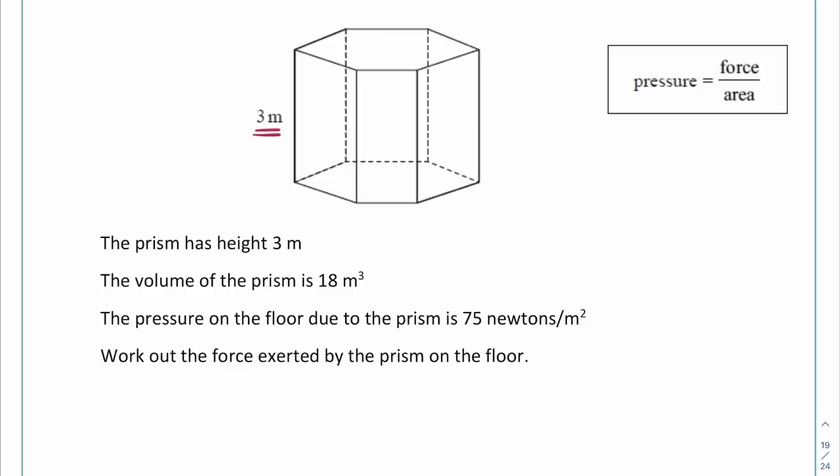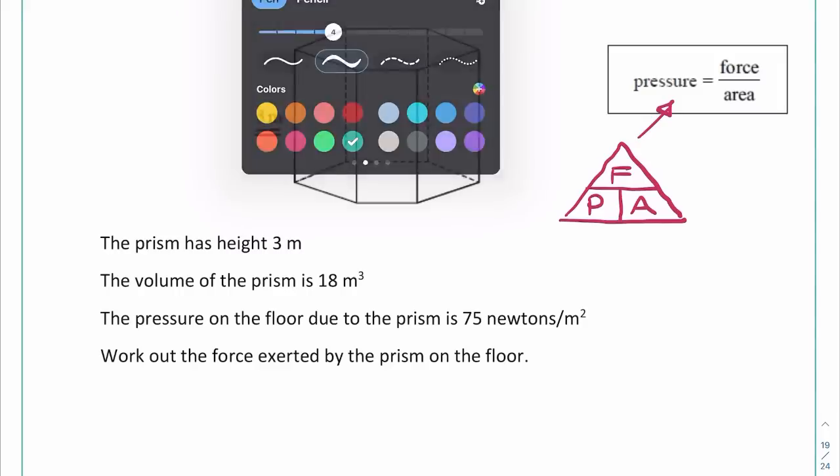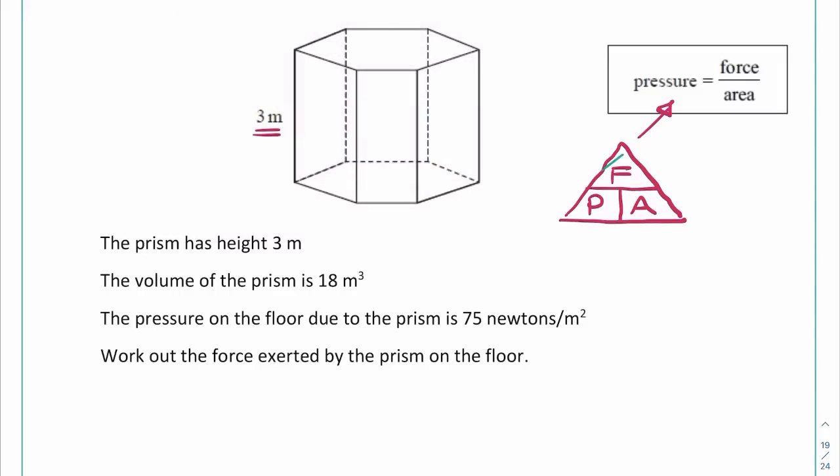Now we've been asked for force, so straight away this formula, which I would put into a formula triangle, we're going to be using the force. So pressure is bottom left, force is on the top, and area is bottom right. So pressure is equal to force over area. If we want to use the force, then cross off force, and that is P multiplied by A.